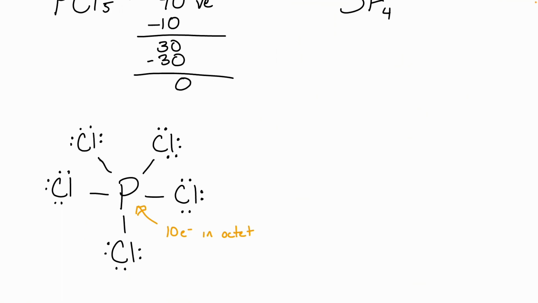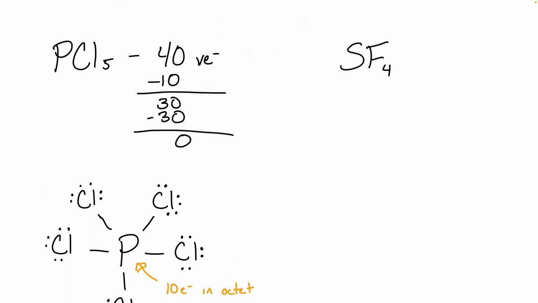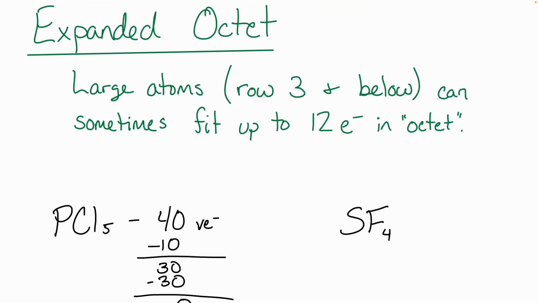All right, so bottom line is we're just going to follow the same rules we've always followed. But when we get to the end, if we have one of these larger atoms in the middle and it has more than 8 electrons, up to 12, that's okay. All right, so this is what's called the expanded octet. And I guess let's just also make a rule. Right, so it can have up to 12 electrons in its octet.